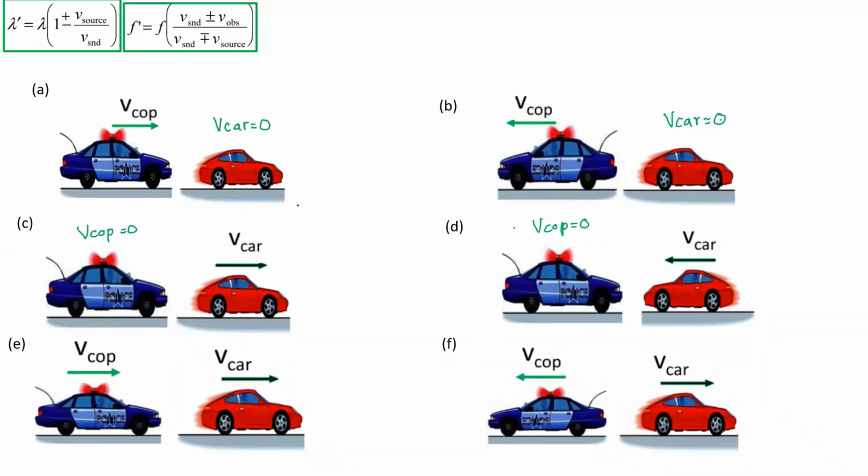So in this set of examples, police car cop is the source. Why? It is the one who is having a sound, right? It is the one which has the siren. So cop is the sound source, and car is the observer.